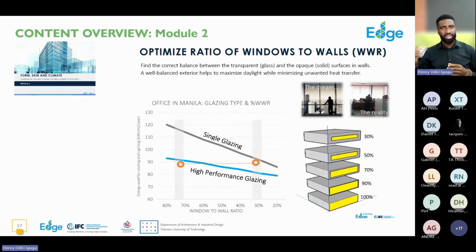We're going to be covering very specific themes and concepts. A lot of them are also going to be data-driven. One example is looking at the impact of optimizing the ratio of windows, your window-to-wall ratio, and the impact of single glazing compared with using high performance glazing, but all of this really focusing on the decision-making process. So we're going to cover that in module 2.